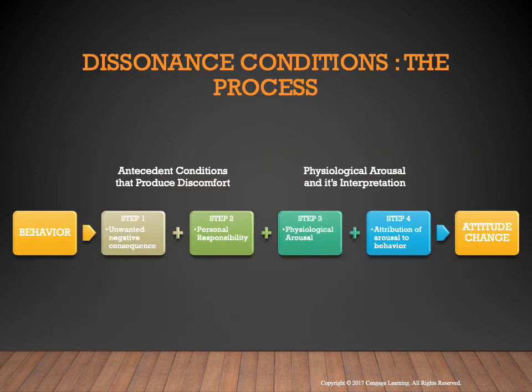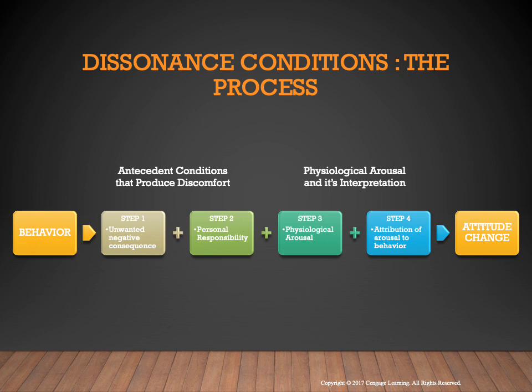Dissonance conditions, the process. Research suggests that 4 steps are necessary for attitude change to result from the production and reduction of dissonance. We can see this charted out here from the left to the right-hand side of the screen. To understand this better, let's take a look at it step by step, and we'll use the example of eating all that ice cream when we said we were going to eat healthy. So that's the behavior. I eat a tub of ice cream when I promised myself I was going to eat healthy. After I do this, we're going to see the antecedent conditions that produce discomfort. So the starting conditions that make me uncomfortable initially.